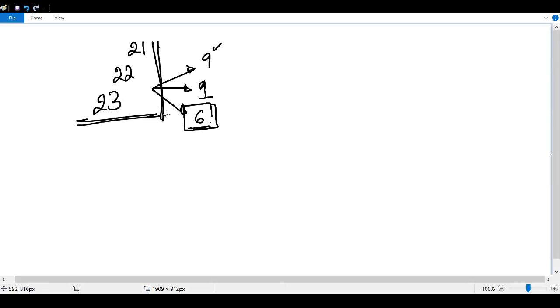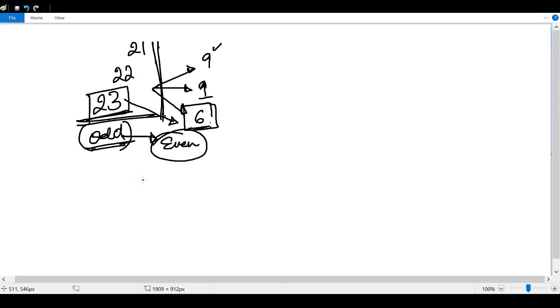Okay. Do you realize that this is an odd number, guys? 23 power something cannot end in even, no? If you have an odd number and it is raised to a power, it cannot convert itself to an even number, right? So obviously 6 is out.